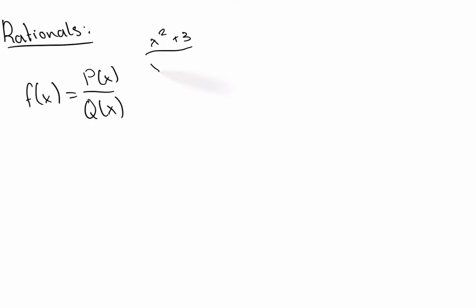A rational function is any function that can be written as the ratio of two polynomials, like this. Let's say we have f of x is equal to p of x over q of x. Now, p of x and q of x are both just polynomials. And a polynomial is a function that has two or more terms. So x squared plus 3 is a polynomial, x minus 3 is a polynomial. So this could be a rational function.